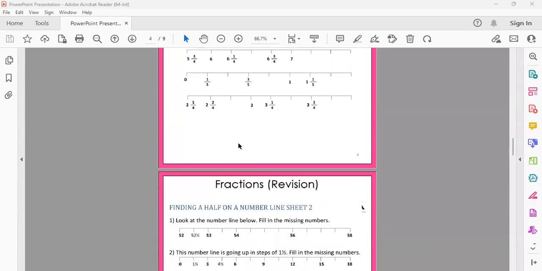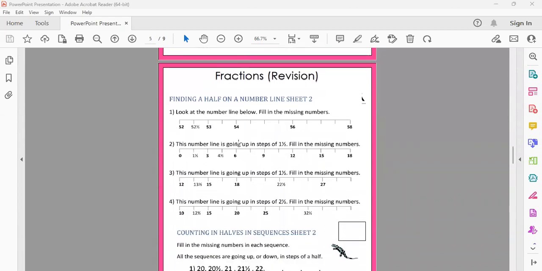Now, after that, you move on to page 5. Again, there are number lines. However, they are all in halves. Most of them are in halves, because your concept of half is really important. So you have 52, 52.5, 53, 53.5, 54, 54.5. So complete it in halves.